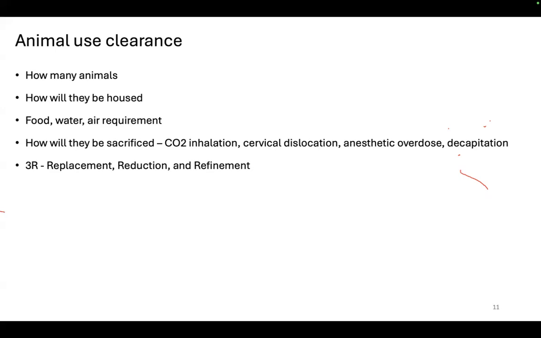You of course have double the sample now. But if you're sure that whatever your setup is, it's not going to show sexual differences, then you don't need that double number. So it can just be a reduction in that way. And refinement is how can you make things better for the animal? How can it be less painful and all of that? So that's the three R's in animal use.